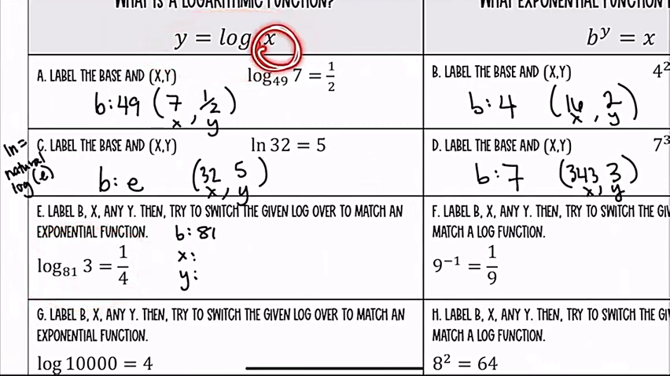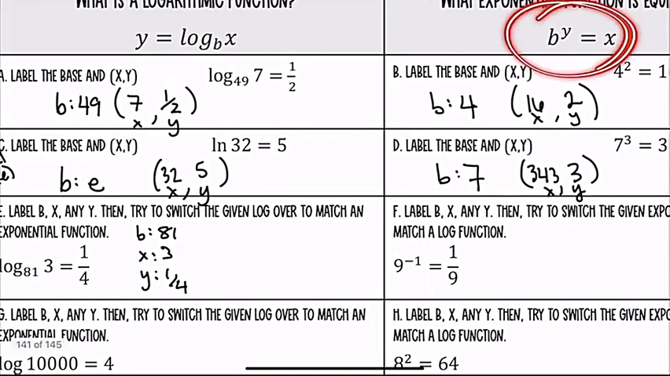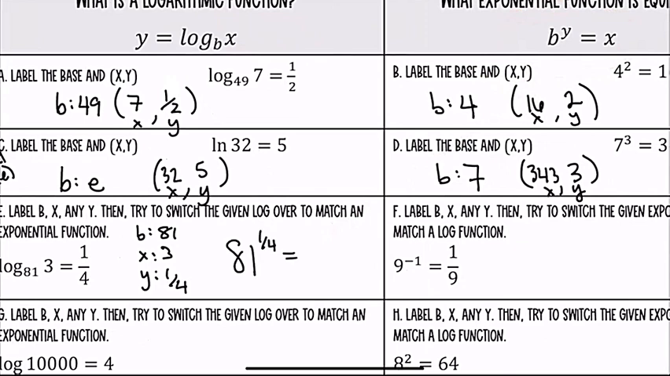The inside of the log right here is x, which is 3. Oh, I almost wrote x again. And then it's equal to y. Our y is 1/4. And then we're just going to try to rewrite it in this format here. So I want b to the power of y equals x. B is 81. Y is 1/4. And x is 3.